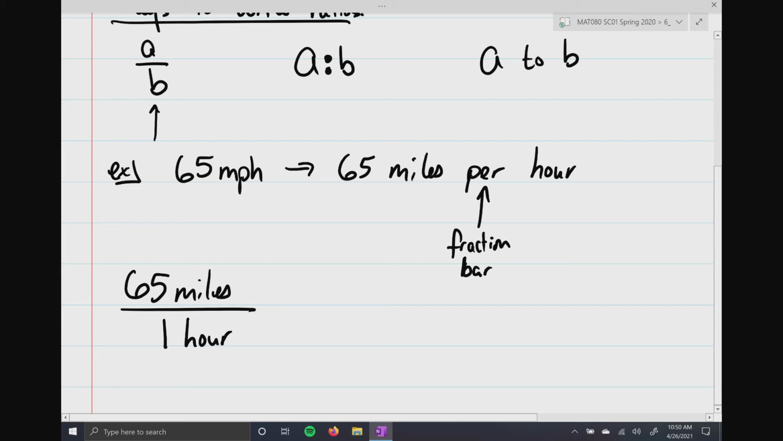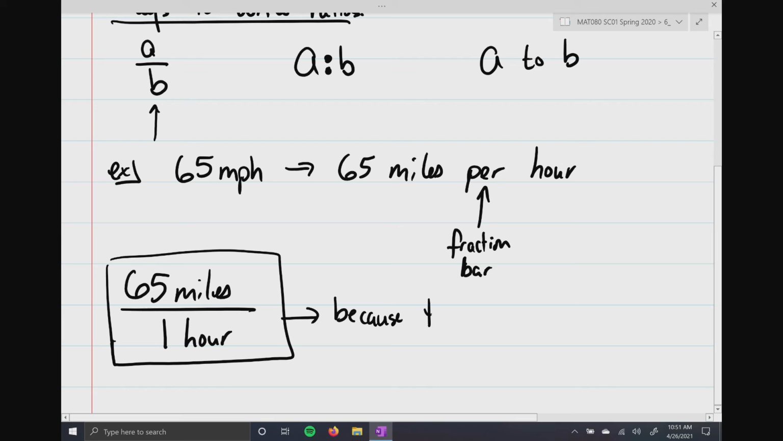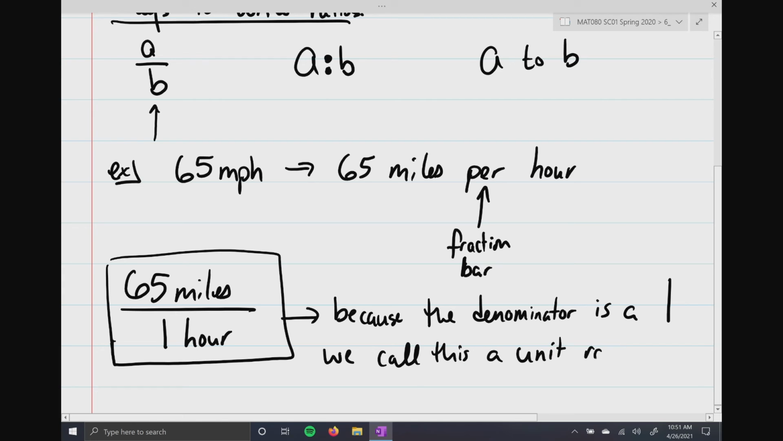This is the comparison of two quantities. The top is in miles. The denominator, or the bottom, is in hours. Now, I'm going to put a big box around this because this one's important. Because the denominator is a 1, we call this a unit ratio. And the only reason why we call it a unit ratio is that the denominator is a 1.